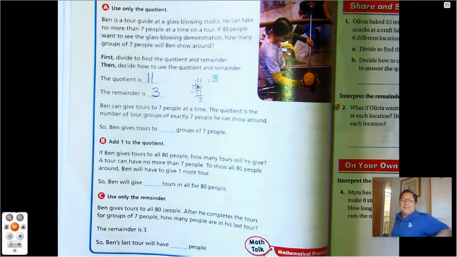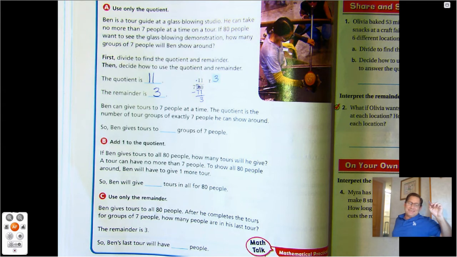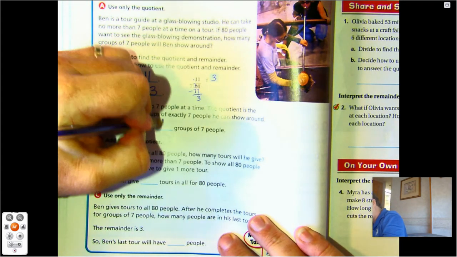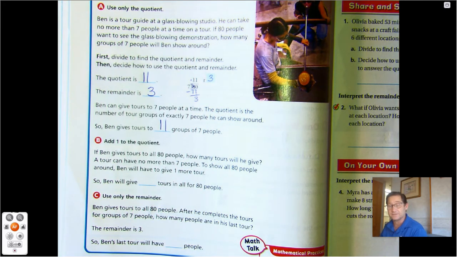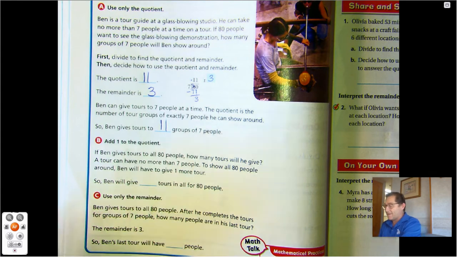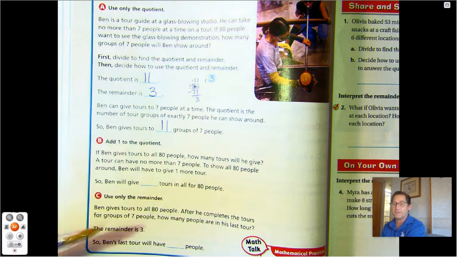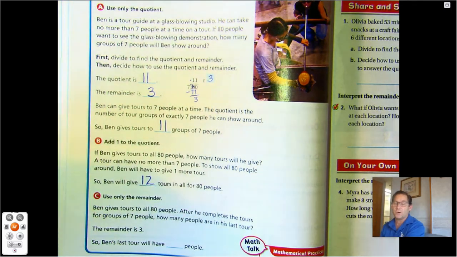So now Ben can give tours to 7 people at a time. The quotient is the number of tour groups of exactly 7 people, right? So right now he has exactly 11 groups of 7. But 3 more want to go. So right now he's giving 11 tours to 7 people each. So we're going to have to add 1 to the quotient this time so that we can include the people that were left over, the remainder people. So Ben will have to give 12 tours in order to include all 80 people.